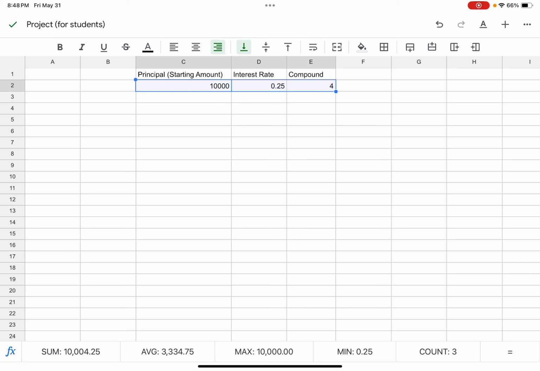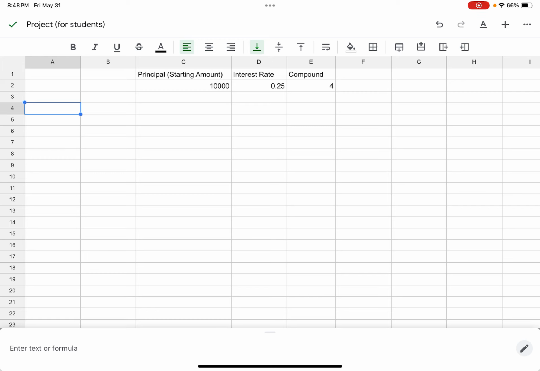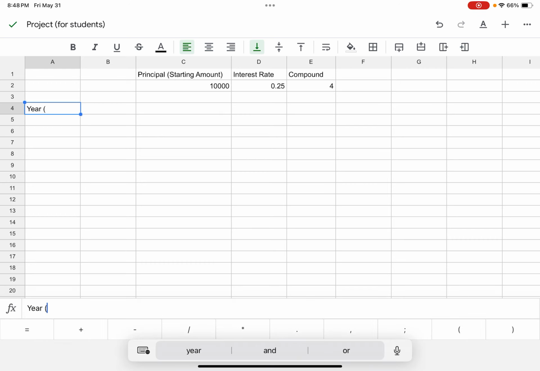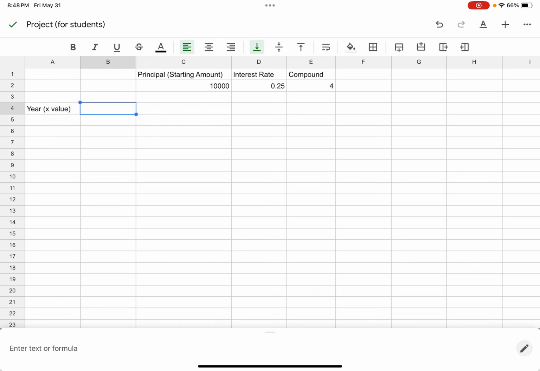Okay, and you would look something up, pick something you like, and make sure those 3 numbers are accurate. Then I'm going to go to column A. I like to skip row 3, just for a little bit of space. And in column A, I'm going to write years. That's our variable. That's our x value in our equation.